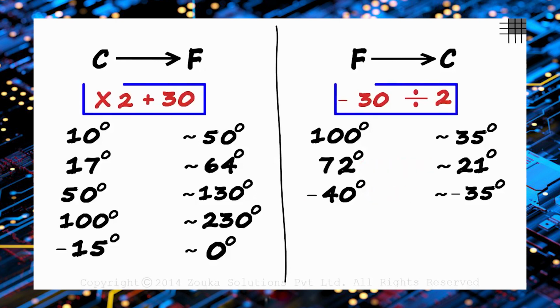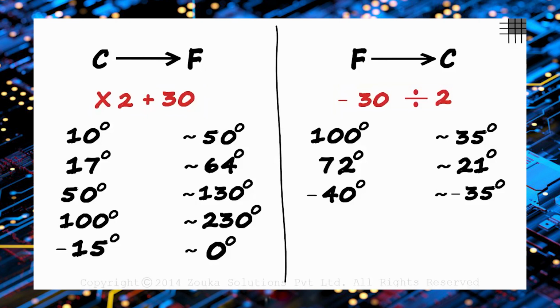But what if you forget the ways of conversion? Remember, for the same temperature, Fahrenheit is always larger, so multiplying it with 2 and adding 30 will definitely give us a larger number. To convert from Celsius to Fahrenheit, we multiply and add. And as Celsius is a smaller number, we subtract 30 and divide by 2.